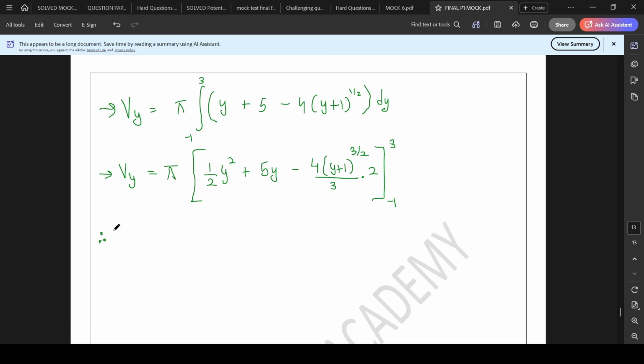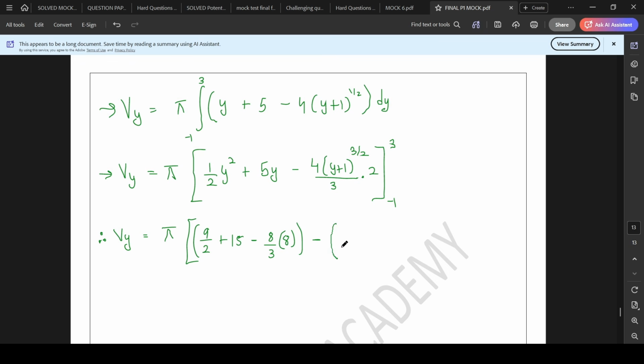Now, therefore, my Vy is equal to pi. I'm using my calci and substituting 3 in the entire term. So 3 square is 9, 9 by 2. Let me write a small bracket, 9 by 2, right? 3 square is 9 by 2, and then 5 into 3 is 15. Then minus 8 by 3, 4 times 2 is 8, 8 by 3, times 3 plus 1 is 4. 4 to the power of 3 by 2 is what? 4's under root is 2, 2 cube is 8. So this is 8.